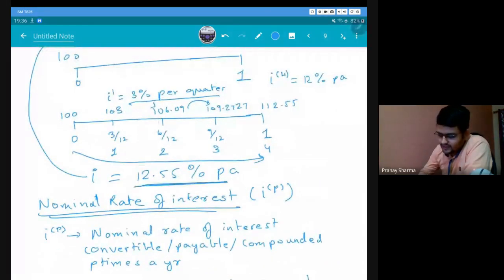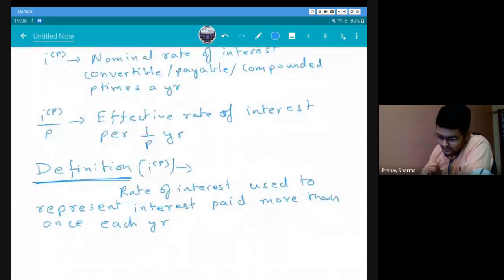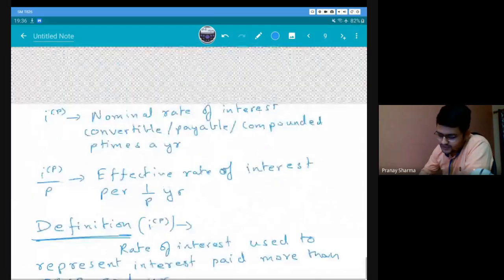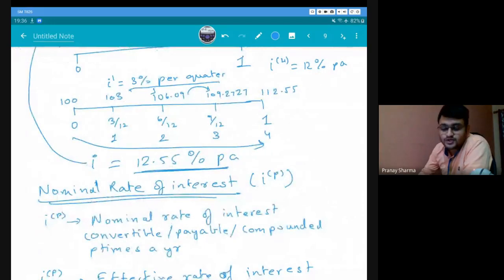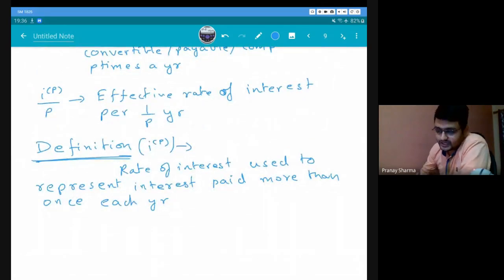Okay. So what is this 12.55%? This is our effective rate of interest per annum. I will show you the conversion in a minute. Let's talk about nominal rate of interest first. 12.55% was nothing but our effective rate of interest, because in 1 year you are getting 12.55 per 100. That is the interest that you're getting. And these are all equivalent rates. We'll be converting one into the other.